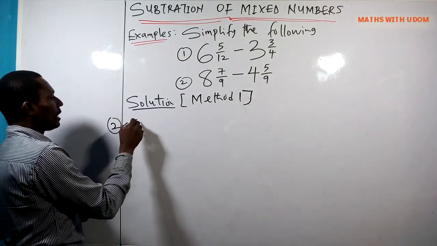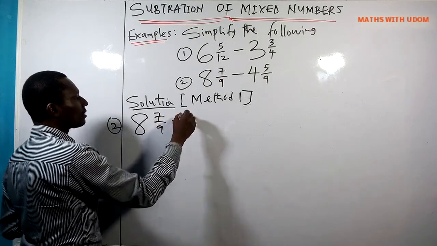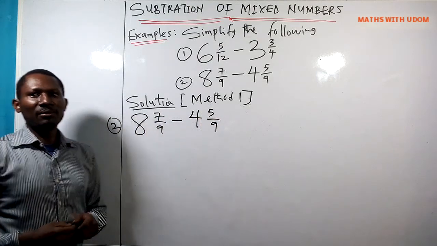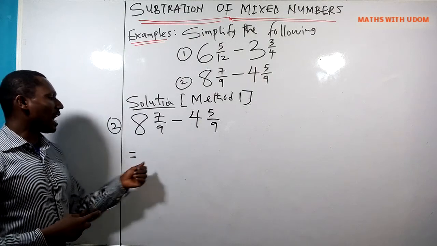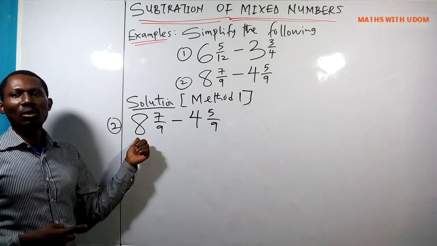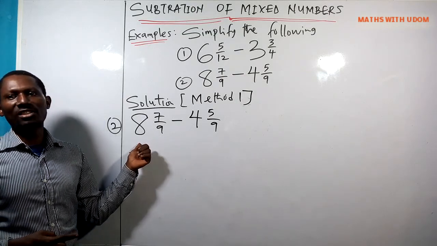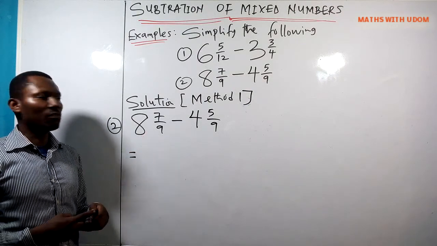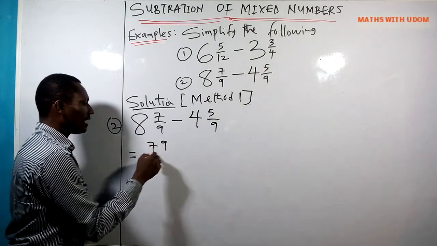We have 8 whole number 7 over 9, minus 4 whole number 5 over 9. Okay, so let's solve this quickly. So the first thing to do is to multiply our denominator with the whole number. Okay, so let's quickly do that. So we have 9 times 8 will give us 72. 9 times 8 is 72. So 72 plus 7 will give us 79. Okay, so we have 79 divided by 9.